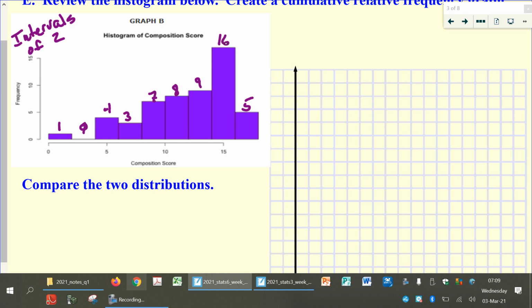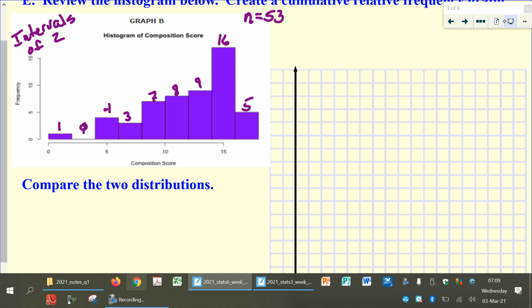So there's the height of each of the bars, and in order to find relative frequencies, these are absolute frequencies, we're going to need the total. So 1 plus 0 is 1, 4 is 5, 8, 15, and 8 is 23, 32, 48, 53. So n for this one, or the sample size for this one, is 53.